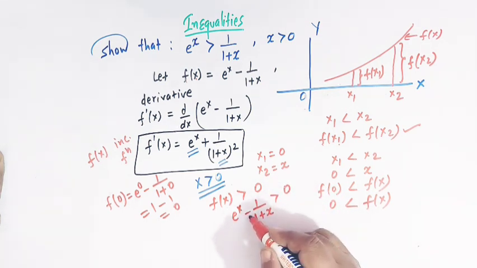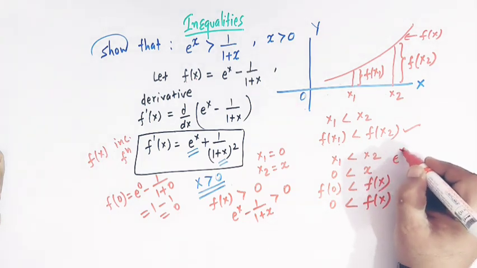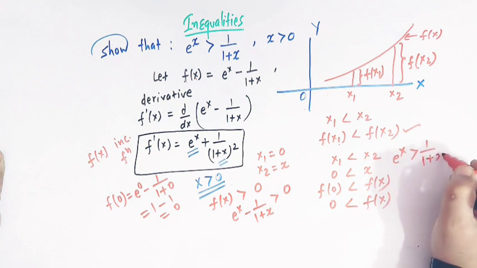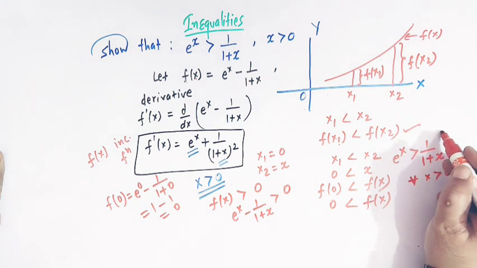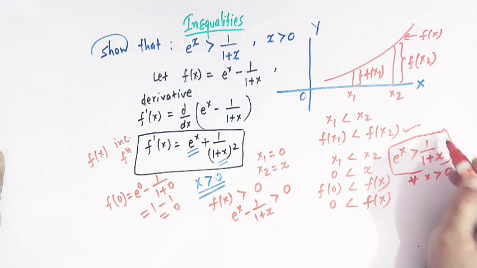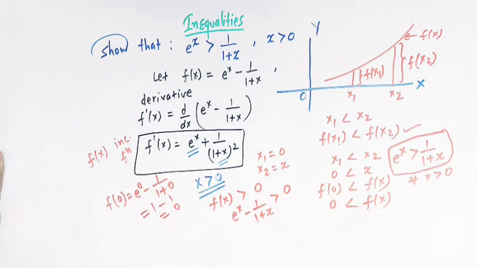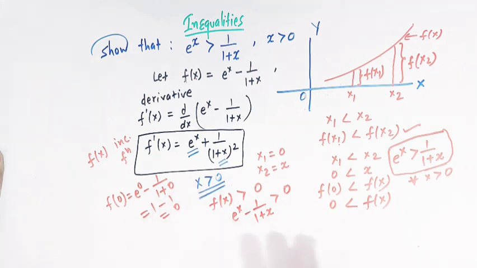And if we take this term to the right hand side, we'll get e raised to x is greater than 1 over 1 plus x for all x greater than 0. And this is our required inequality. So this is how, by making use of the concept of derivatives and increasing and decreasing functions, we can prove these kinds of inequalities.